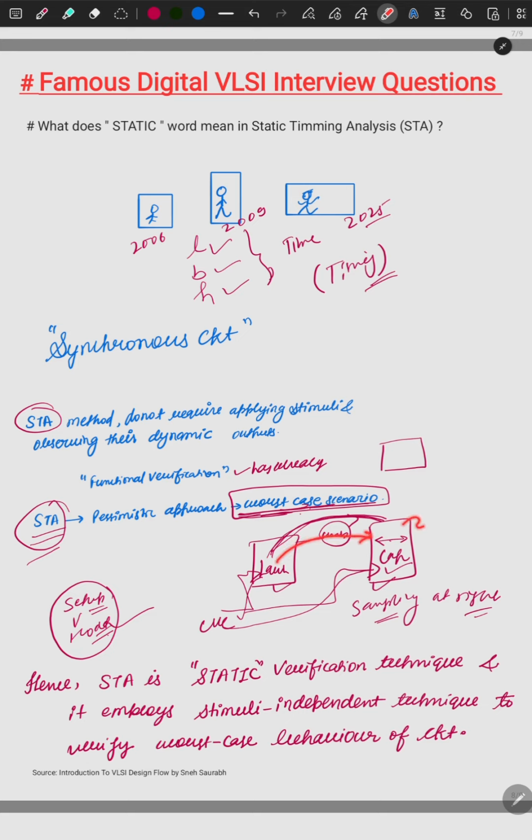Worst case behavior is that my data should be here within 4 nanoseconds. So before 4 nanoseconds my data should be there, and that is my worst case. We cannot violate this. And also how long my data should stay here, that should be my consideration.